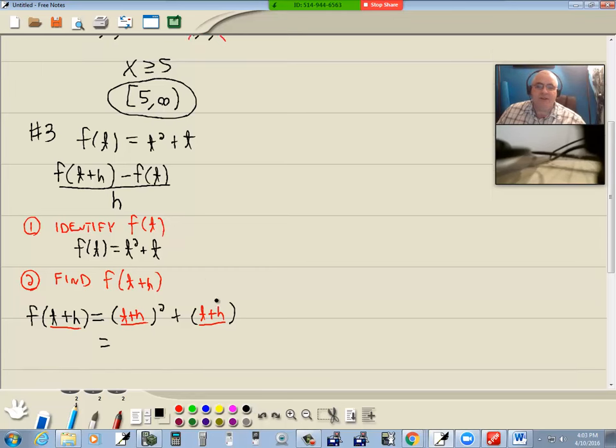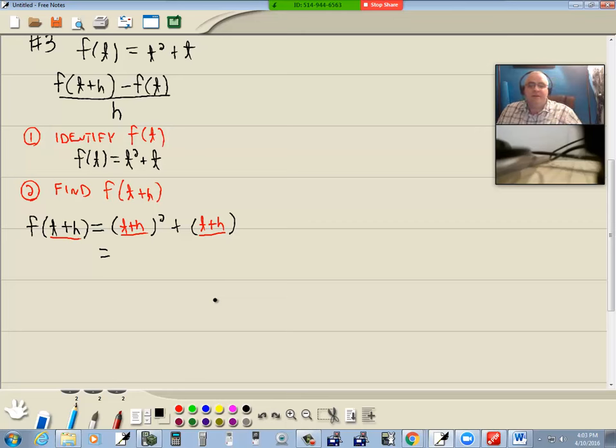And then we want to simplify that. T plus h squared is t plus h times t plus h. Now these parentheses aren't doing anything, so I can just drop them. So we've got plus t plus h.